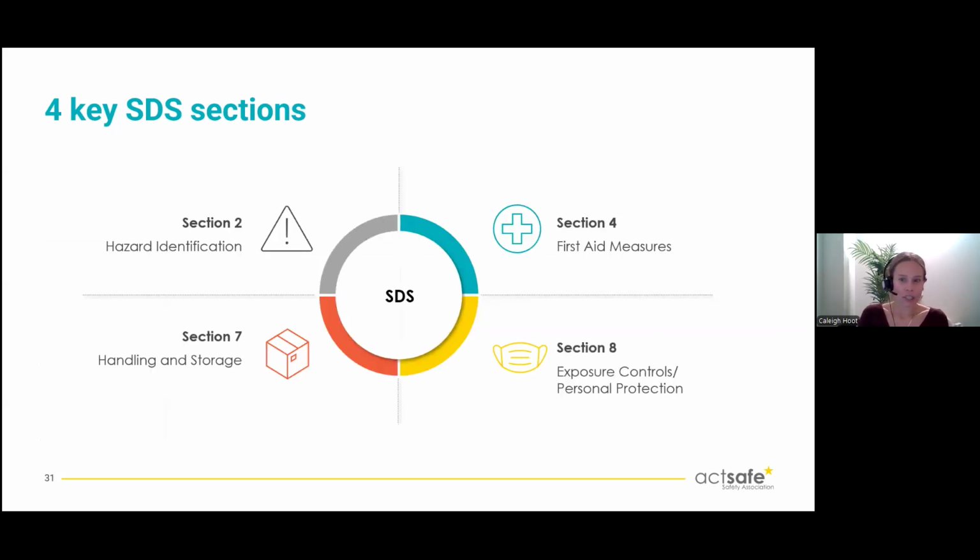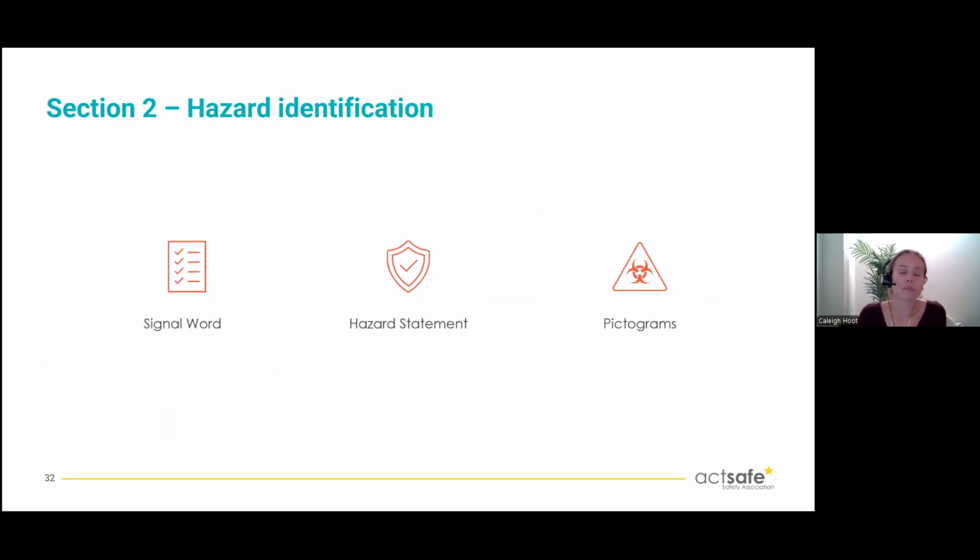Here's another way to look at it. We're going to be focusing on the key sections to get the information that you need really quickly, without getting lost in any of the unnecessary technical details. For our purposes, we are going to focus on section 2, which is our hazard identification, section 4, our first aid, section 7, handling and storage, section 8, exposure control and PPE. These are the ones that I feel make the biggest difference in our day-to-day work. So let's jump into section 2.